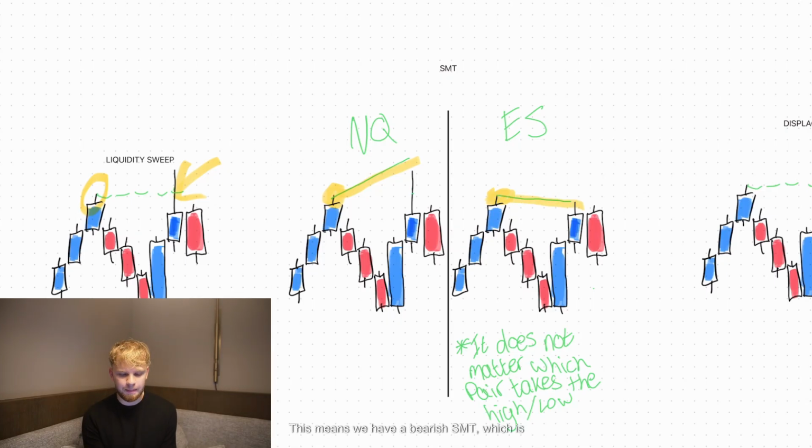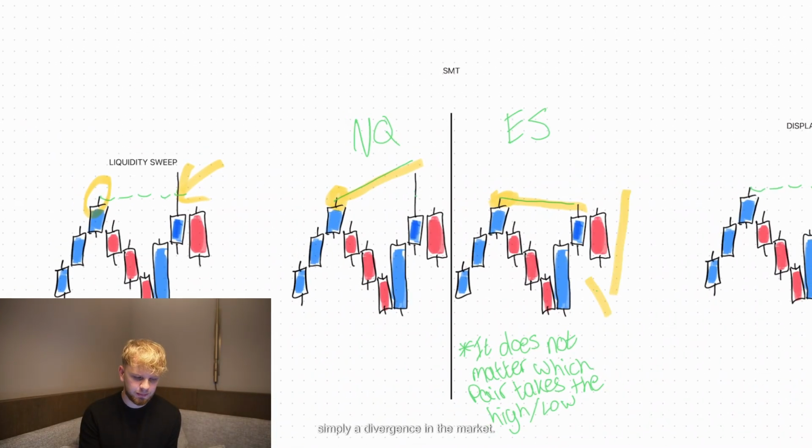This means we have a bearish SMT, which is simply a divergence in the market. Now what this means is, if you now get a short position after you have a bearish SMT, meaning when we take the highs on Nasdaq and not on ES, or vice versa, it doesn't matter which one, then that means if we get a short position after this point, the short position is more likely going to work. Okay, as simple as that.